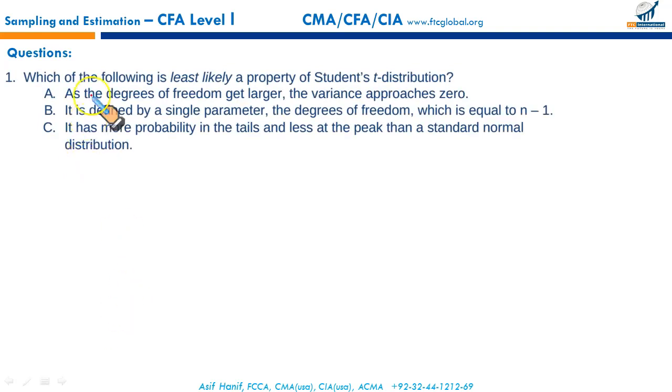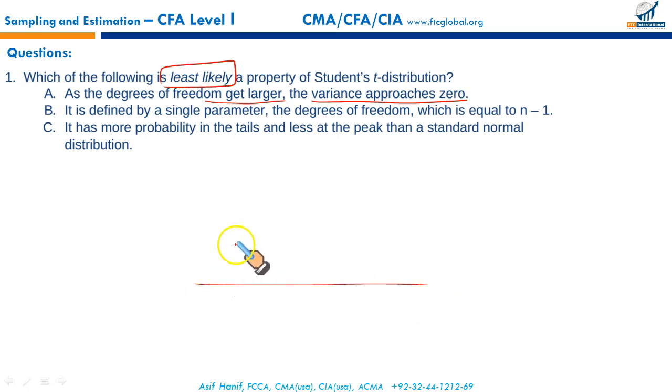Which of the following is least likely a property of student's t distribution? Least likely. Mind the word, this is the one that is twisting the question. All right. As the degree of freedom gets larger, the variance approaches 0. This is incorrect. As the degree of freedom gets larger, the distribution approaches a normal distribution.